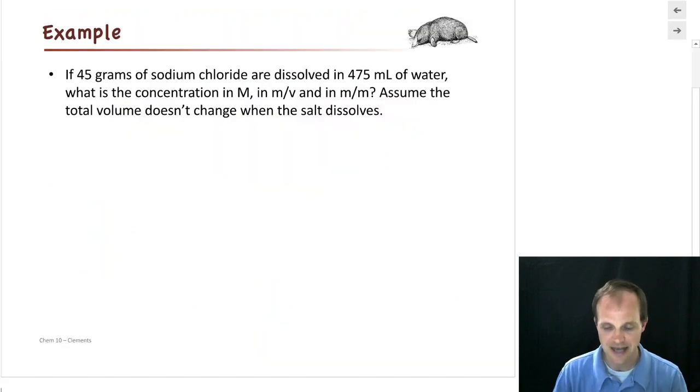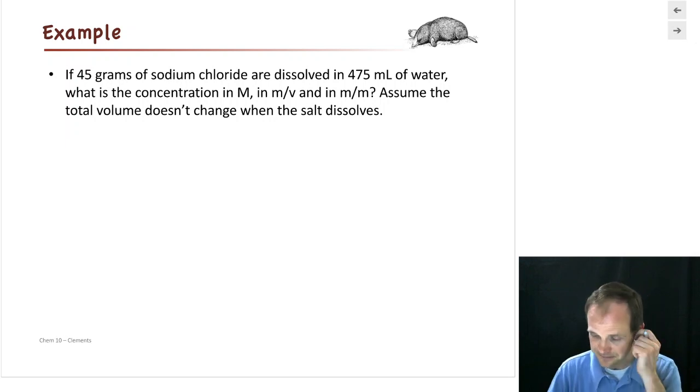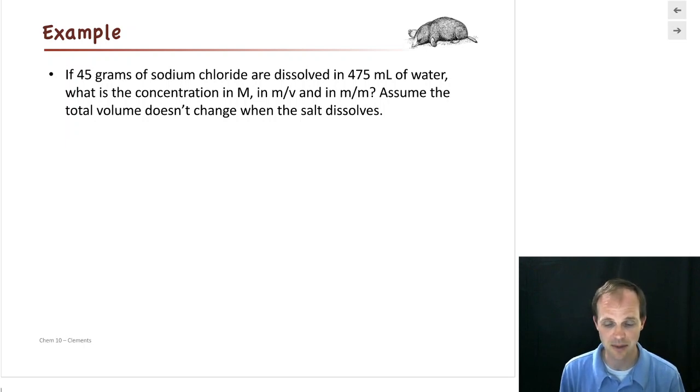Alrighty. Our last example, I believe, is we are going to take one solution where we take 45 grams of sodium chloride, dissolve in 475 milliliters of water, and find the concentration of molarity, m over v, and m over m of the same solution. So you can see that those numbers are actually a little bit different. We're going to assume the total volume doesn't change when the salt dissolves, which is what we're always going to do in this class. Adding a solid to a liquid, we're going to assume the volume doesn't change.